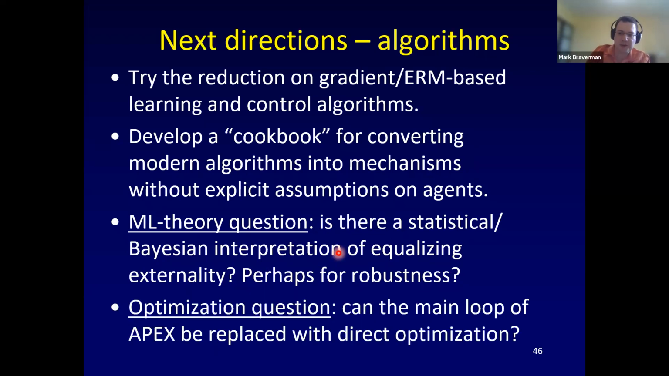And on the optimization side, it's very cool to think about, let's say, calculating correlated equilibria in terms of this. You program low regret bots to play against each other and see what they do, but actually you can rewrite it as a one-shot optimization, basically some linear program. And here an optimization question is whether the main loop can be replaced with a direct optimization.